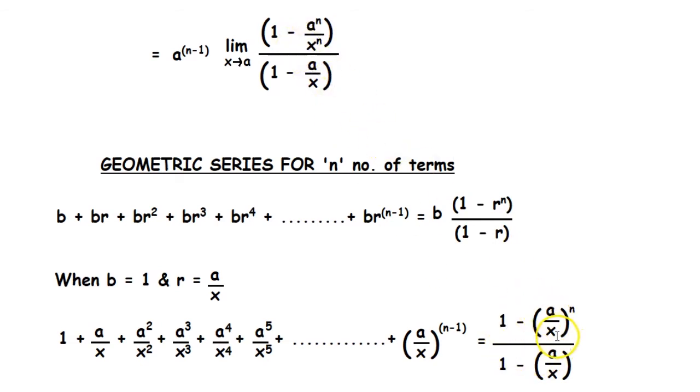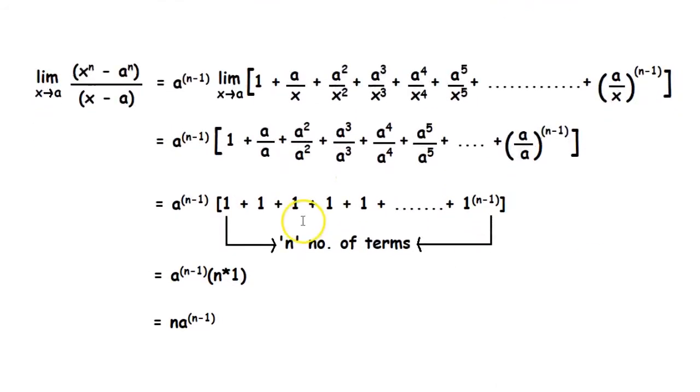So what we do is we substitute this whole geometric series for this into our limit. So that will give us a to the power n minus 1 into the limit of 1 plus a over x plus a squared over x squared up to n number of terms as x tends to a. So now we use direct substitution for this. So that will give us 1 plus a over a plus a squared over a squared plus a cube over a cube until n number of terms. So you can see that all of this cancels off, giving us 1.